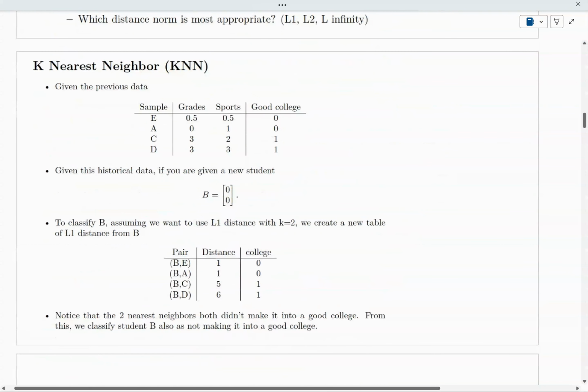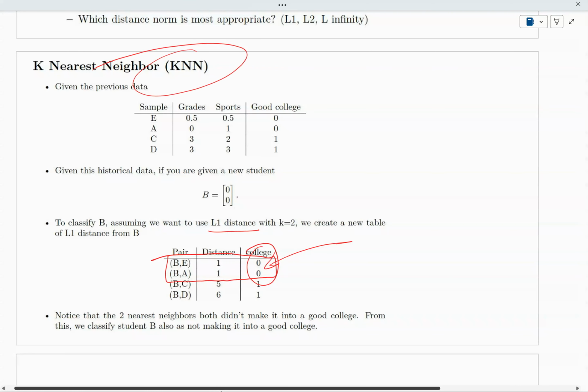Now, k nearest neighbor with the previous data, right? So this was the previous data, and then given a new student, what we do is we simply take the new student and measure the distance. So from B to E, B to A, right? Now let's use L1 norm distance. So B to E is 1, B to A is 1, B to C's distance is 5. So you can see that the nearest neighbors are right here, and their result is right here. So you just pick the same result as the nearest neighbor. And that's it. So K nearest neighbor is super easy.